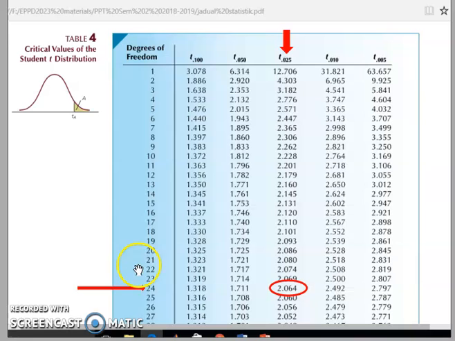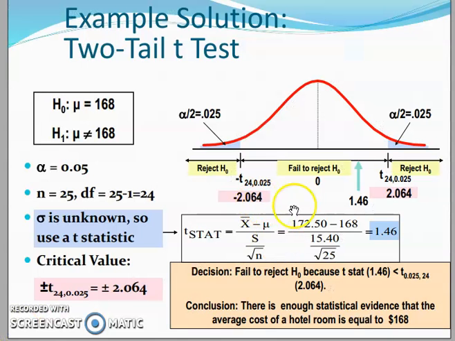So this is the student t distribution, the t table. This is the degrees of freedom, which is 24, and this is alpha over 2, which is the right tail here. So it's going to be 0.05 divided by 2, so we look at 0.025. We found it is 2.064. So this is the critical value, 2.064.